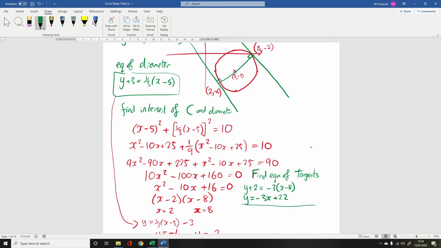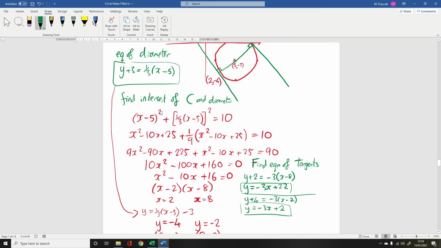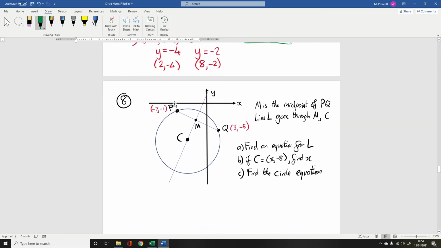Or we could use the 2, minus 4 point, so y plus 4 equals minus 3 lots of x minus 2. So y plus 4, so that would be minus 3x plus 6 minus 4, so plus 2 overall. So those are our two equations put in the form the question wants. Good question, that. And then there's one more to think about.